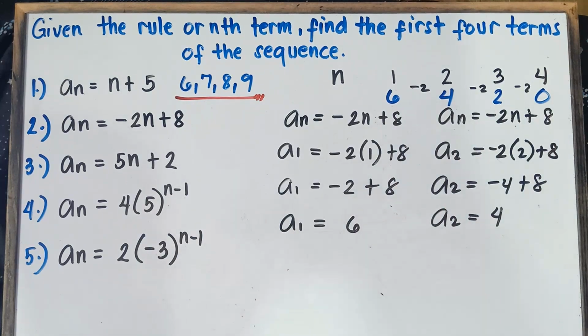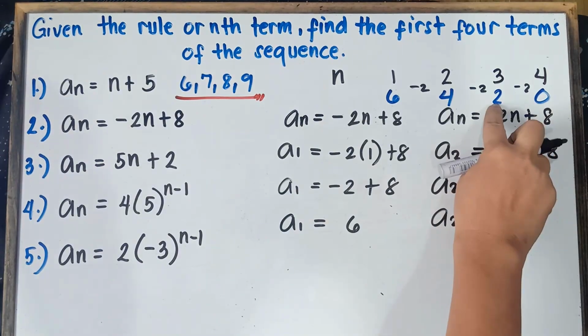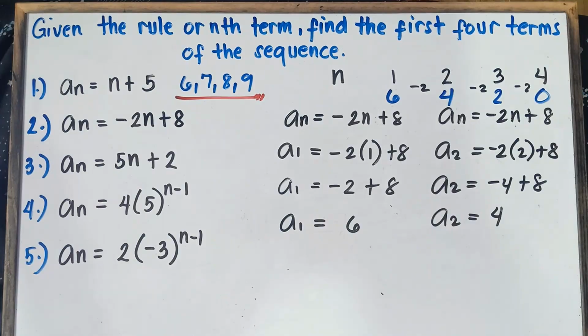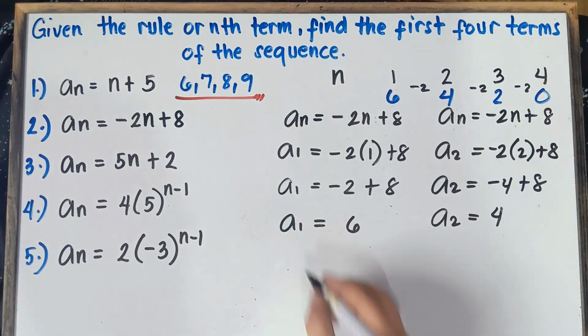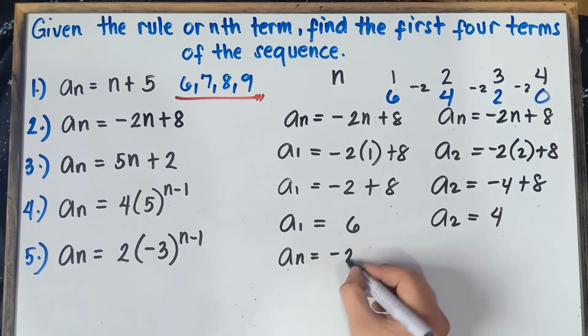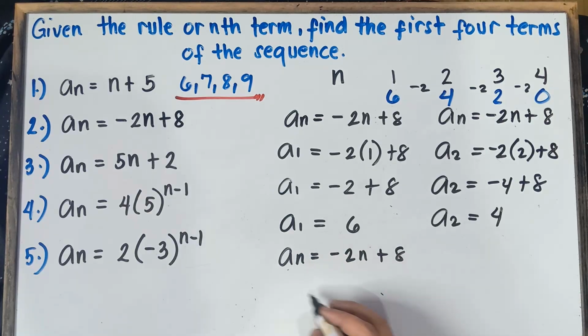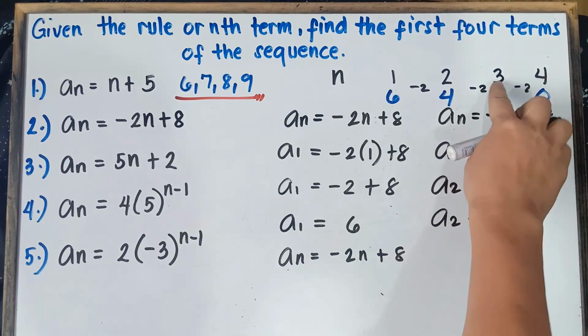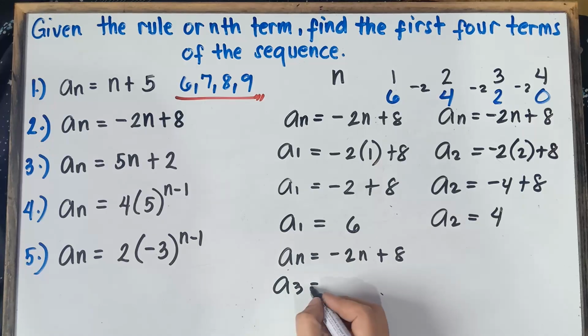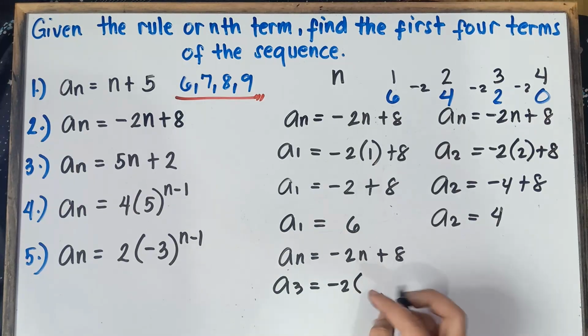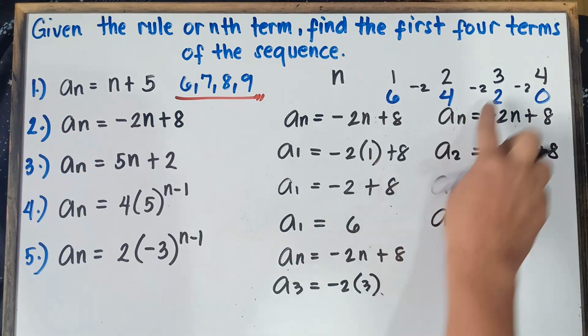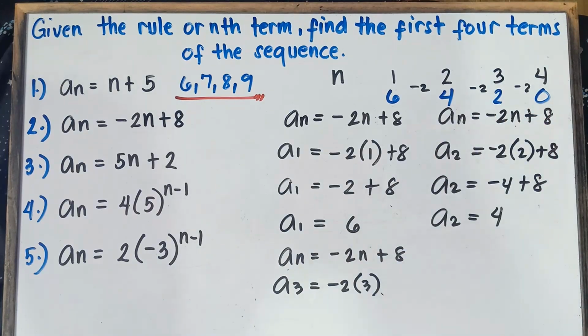But let's check, class. Let's have our solution to really check if we have 2 and then 0. For the third term, that would be 2. And then for the fourth term, that would be 0. Alright, so let's do that. Let's check. A sub n equals negative 2n plus 8. So our third term, a sub 3 equals negative 2 times n, and n is 3. Let's check if we get 2. So plus 8. So a sub 3 equals negative 2 times 3. That would be negative 6 plus 8.